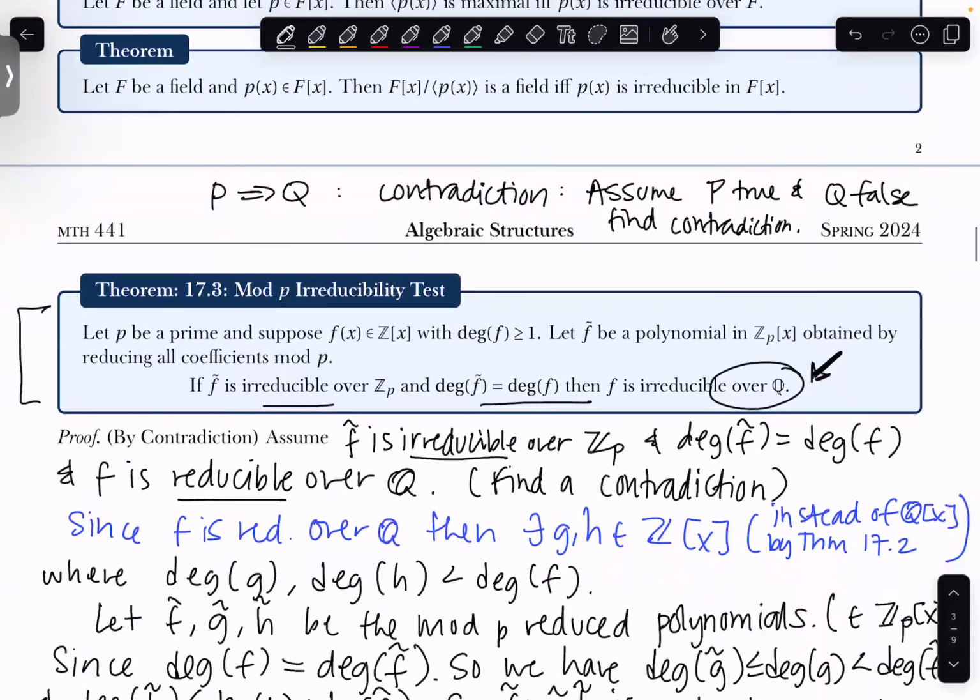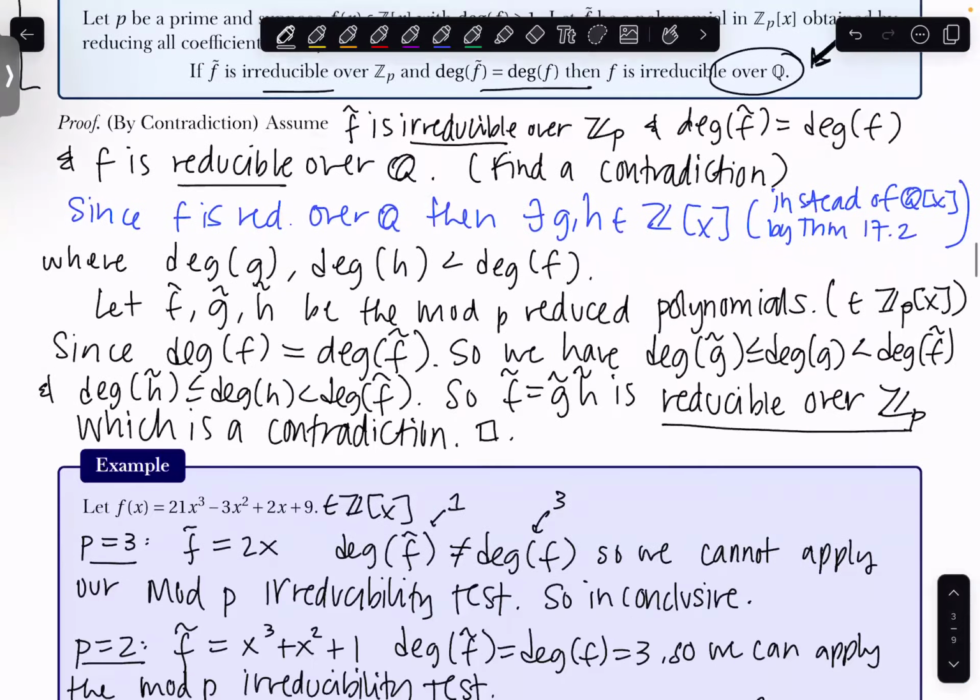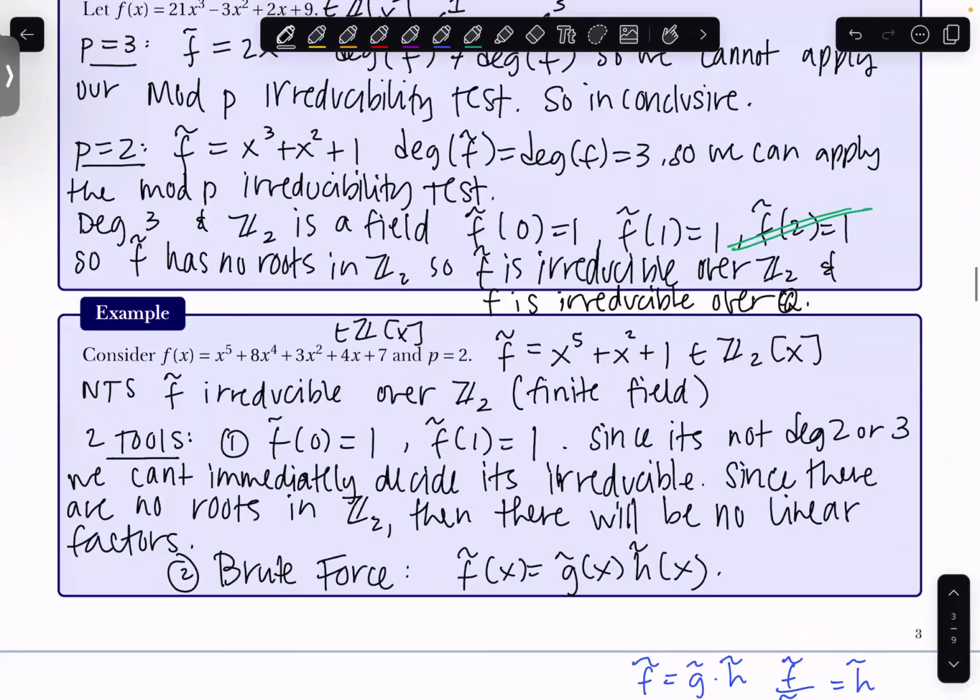Okay, so our last example that we did was one where we did it by brute force, right? So this is where I had a polynomial of degree 5. Okay, and I wanted to use my mod P irreducibility test. And so I told you to consider the prime equal to 2. And so we reduce everything mod 2. So anything that had an even coefficient disappeared. And so now I can think of this new polynomial in Z2[x].